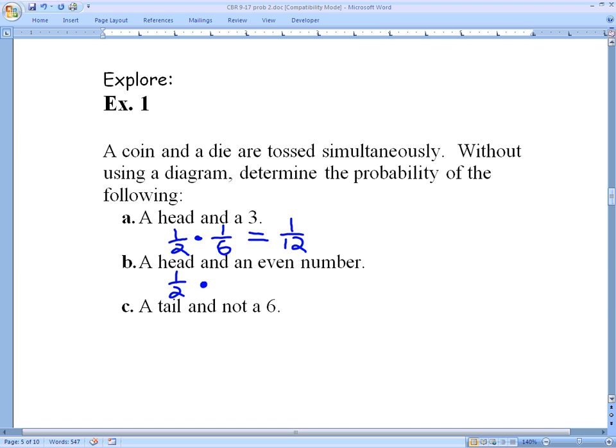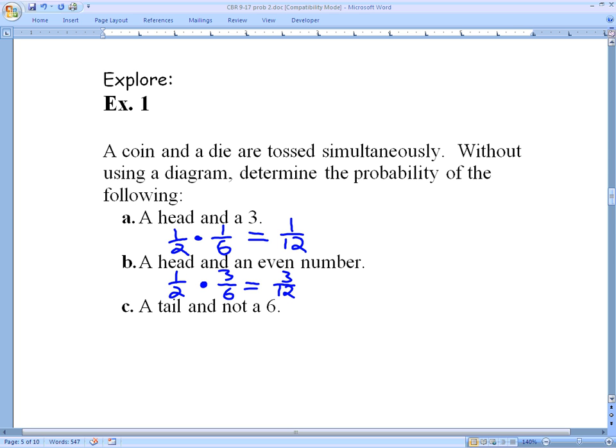For any even number, on a die you've got 6 sides, so the even numbers would be 2, 4, and 6, which is 3 sides out of the 6. And I multiply, and I get 3 out of 12. Now, of course, that can be reduced to 1/4, but you don't have to reduce. You can leave it just like that, and I'm going to do that.